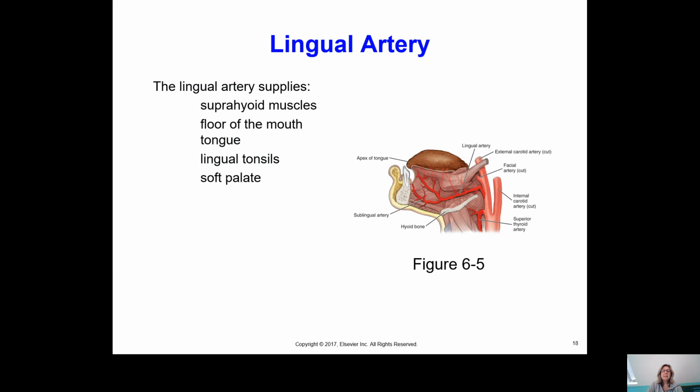The lingual artery supplies the suprahyoid muscles, the floor of the mouth, the tongue, the lingual tonsils, and the soft palate. So think about what's right around the tongue area, lingual being tongue. You've got your suprahyoid muscles, like your mylohyoid, that run along the floor of the mouth. And then you've also got the floor of the mouth, the tongue. The lingual tonsils, remember, sit on the back of your tongue. And then your soft palate is right about in the middle where you swallow. So it's this whole area right in here.